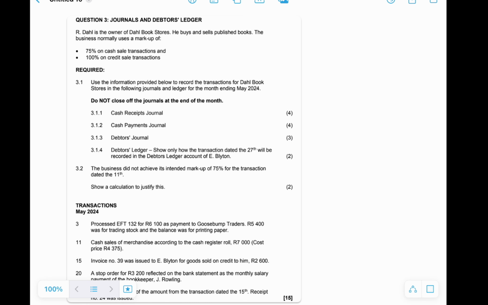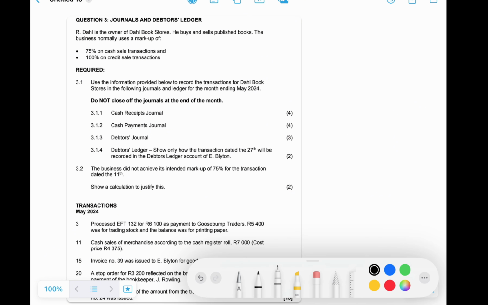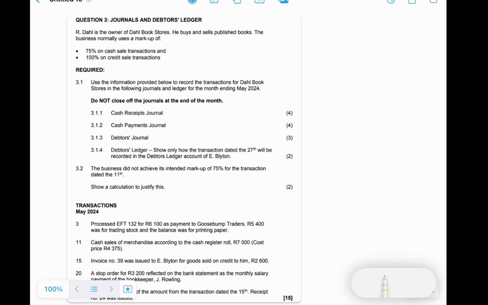So it says R. Dahl is the owner of Dahl Bookstores. He buys and sells published books. The business normally uses a markup of 75% on cash sale transactions. So you need to highlight that. So you're going to highlight the fact that this store uses 75% on cash sale transactions only. Cash sale meaning whenever they sell on cash, they use a 75% markup on sale. And then they use 100% markup on credit sale transactions. So when they sell on credit, they use a markup percentage of 100%.